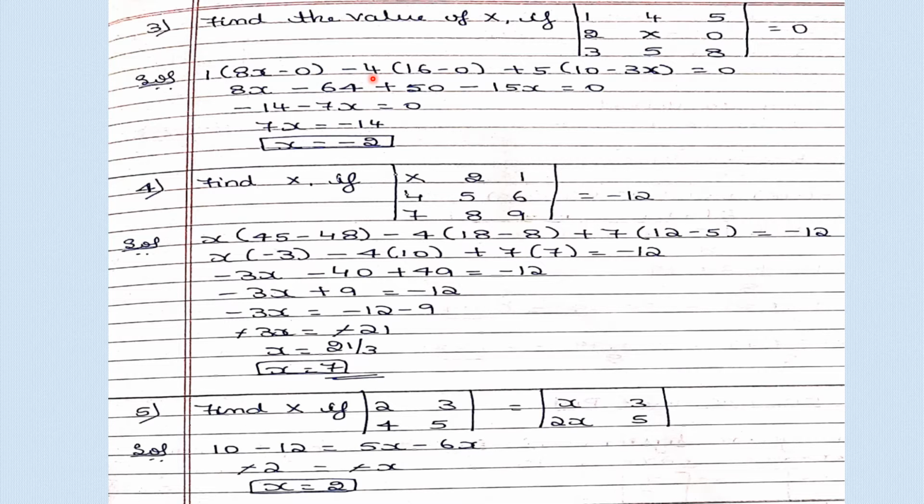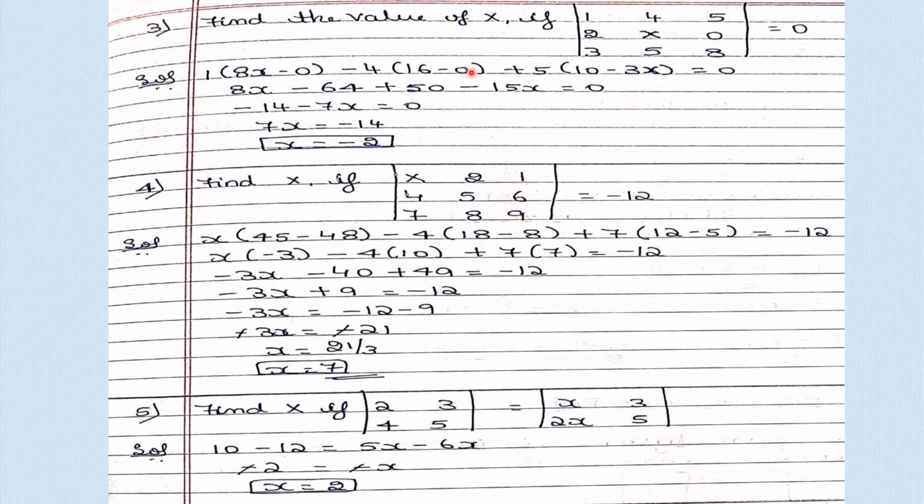And further you have 4. After 1 you have the number 4 in the row. So this will be minus, so minus 4. If 4 is taken, the corresponding row and column will be cancelled. You are remaining with 2, 3, 0, 8. 8 into 2 will become 16. 3 into 0 will become 0. So 16 minus 0 will be 16. So 16 into 4 will become minus 64.